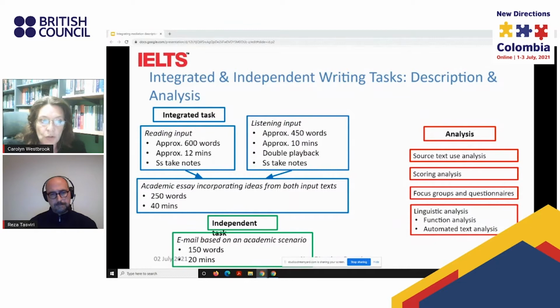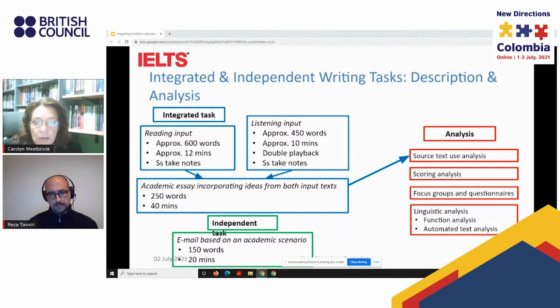So I'll now talk to you about the task design. What we have here, the boxes in blue, with the blue outline, are the integrated task that we designed. The boxes in green are a new independent task that we designed, and the boxes in red are the different analyses that we carried out.